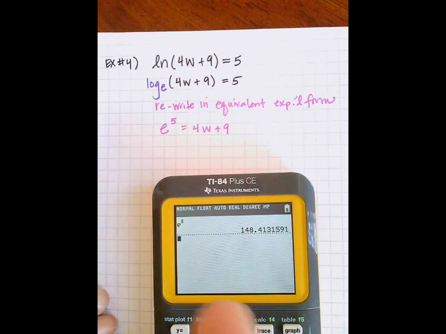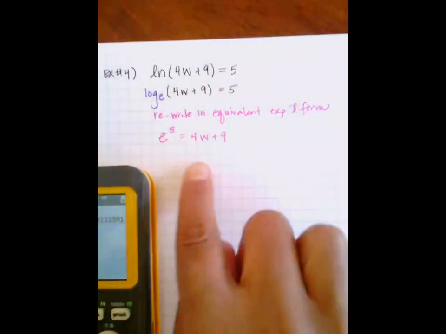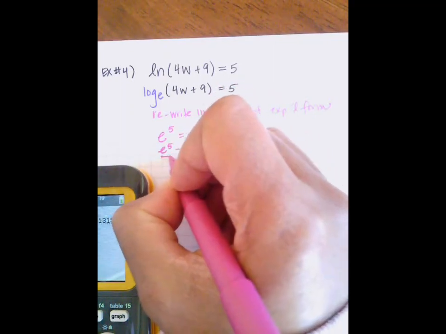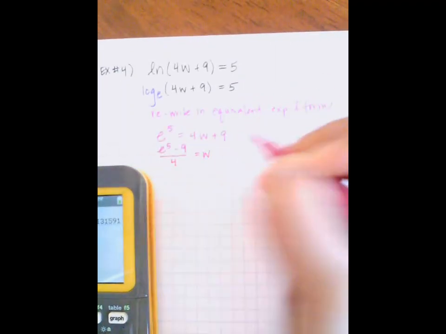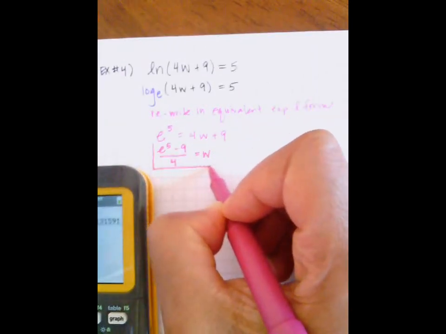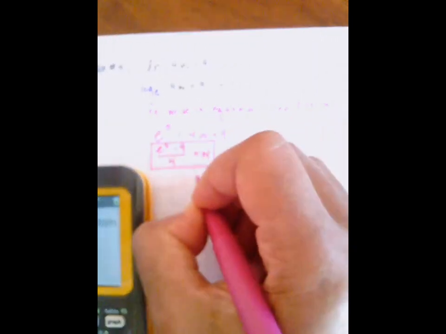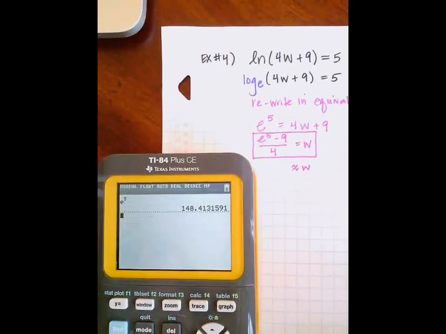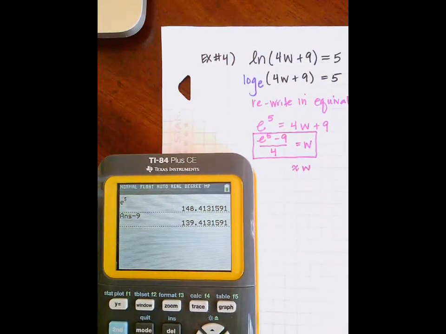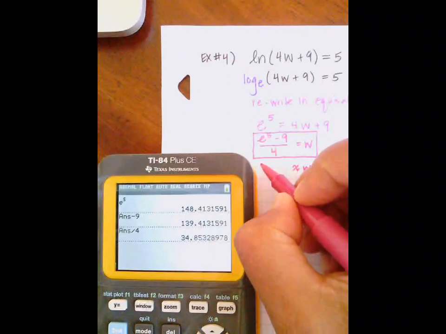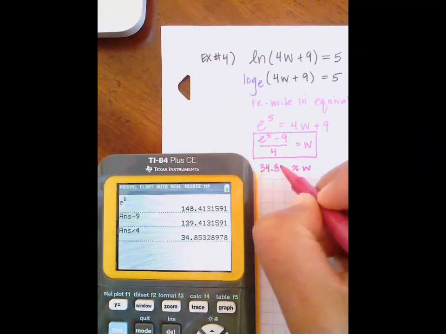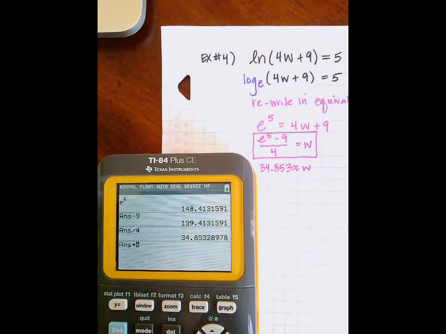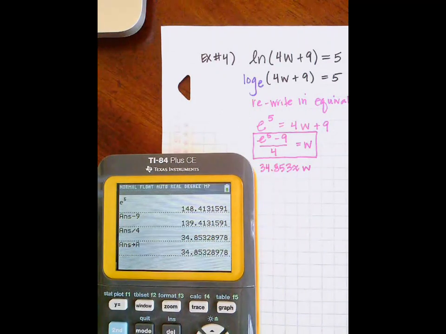E to the 5th is 148.413. But I can at least isolate this for now, the w being what I'm isolating. This is the same thing as e to the 5th minus 9, divided by 4, equaling w. So that is my final exact answer. If I wanted an approximation for what w approximately equals, I again could use that e to the 5th value. I could take away 9 from that, divide it by 4, and figure out that it is approximately 34.8533. I could store that in an alpha character, and I could go back and actually check this.